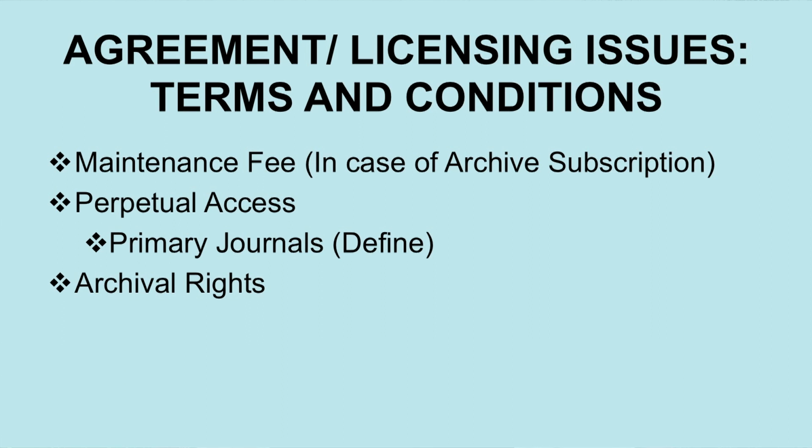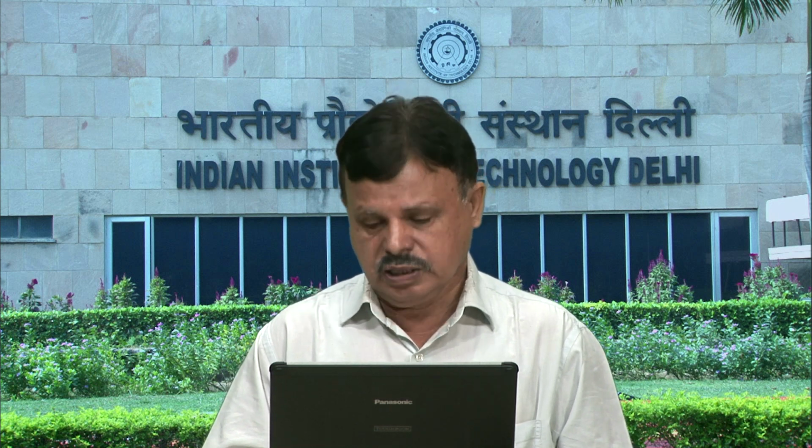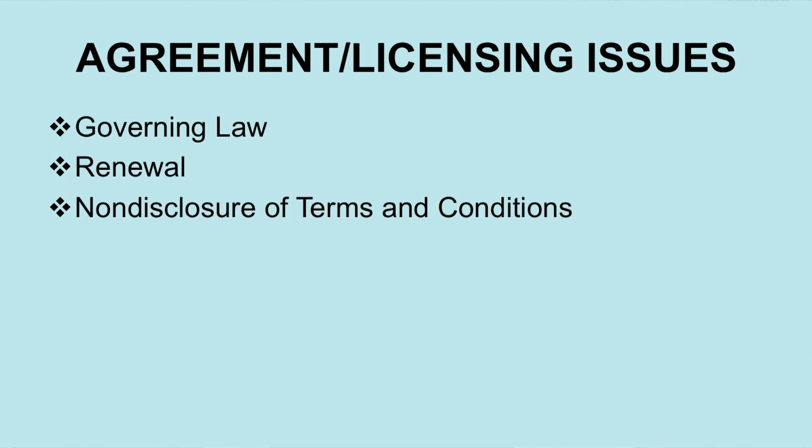Then also perpetual access. So what kind of perpetual access is being provided? Are there some embargoes? Are there some limitations with regard to perpetual access? Then what kind of archival rights are being provided? Because different publishers, different vendors, different subscription agencies have different provisions with regard to archival rights, perpetual access and maintenance fees. So we have to understand what the provisions are with regard to all these issues and accordingly get them incorporated in the license.